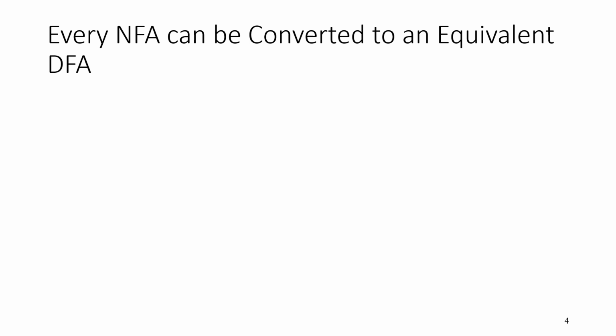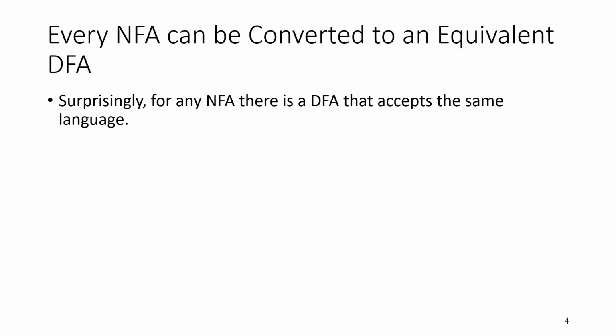What is more surprising is that every NFA can be turned into an equivalent DFA. It doesn't really seem possible because NFAs have these extra powers, missing or extra arrows and these epsilon transitions, but for any NFA, there is a DFA that accepts the same language. So if you can prove this, then you know that NFAs and DFAs are equivalent because DFAs can be turned into NFAs and NFAs can be turned into DFAs.